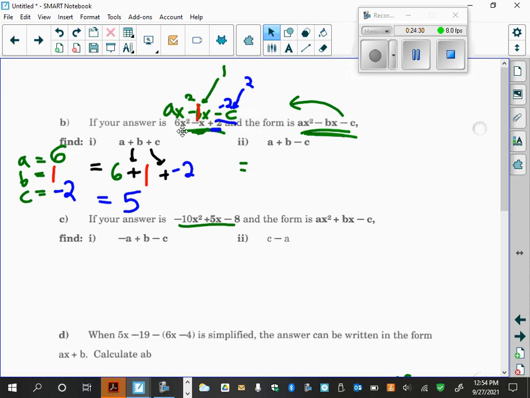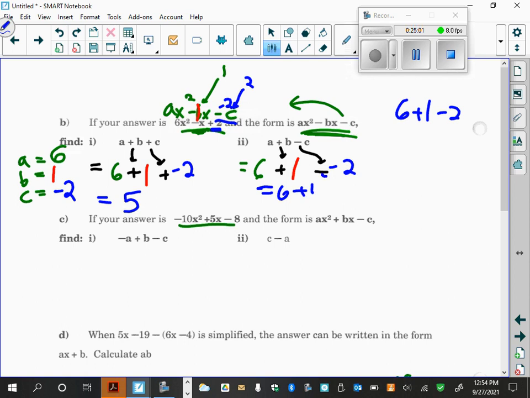At least to start numerical response, I'm going to bring down the signs, and they don't change. What's my A? 6. What's my B? 1. And this is where the mistake happens. What's my C? Negative 2. The most common mistake is students go like this. C is negative 2, so they write down subtract 2. That is not the same thing as plus 2, which is this double sign. 9 is the answer.